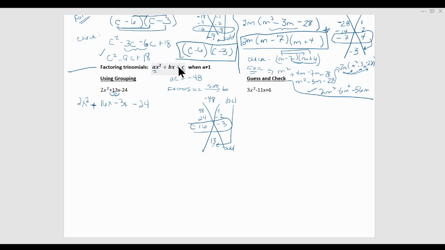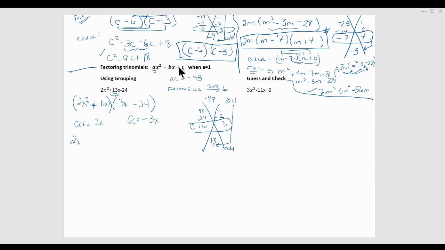Now I'm going to group this into the following groups, my first two terms and my second two terms. And I'm going to look for common factors in these binomials. So in my first binomial, I see I have a common factor of 2x. And in my second, I have a common factor of a negative 3. So I'm going to go ahead and factor that out.